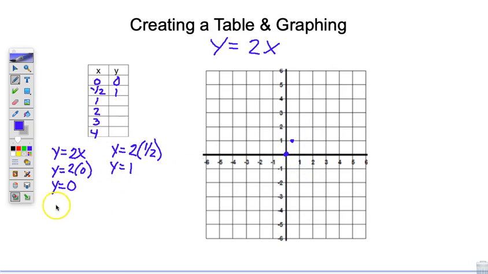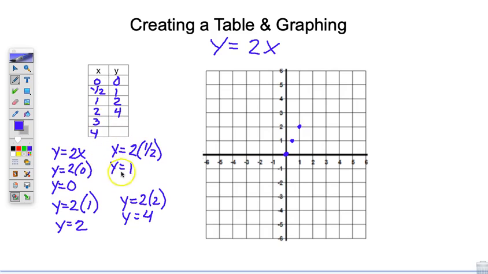So when x is equal to 1, I'm going to replace x with 1. 2 times 1 is 2. So when x is 1, the y value is 2. Then I can come over here and actually graph it. I can do the same thing when x is equal to 2. I'm going to fill that in. 2 times 2 is 4. So when x is 2, y is actually equal to 4.